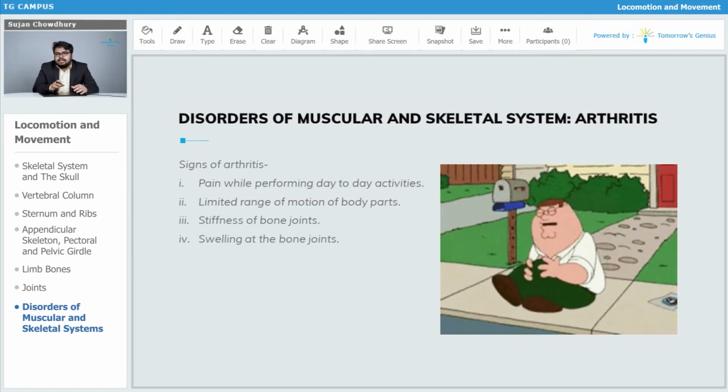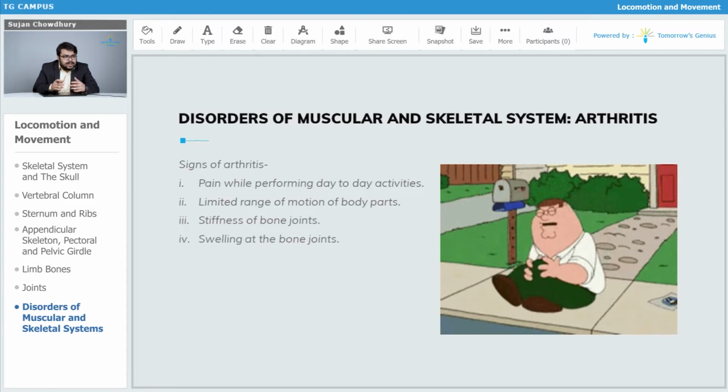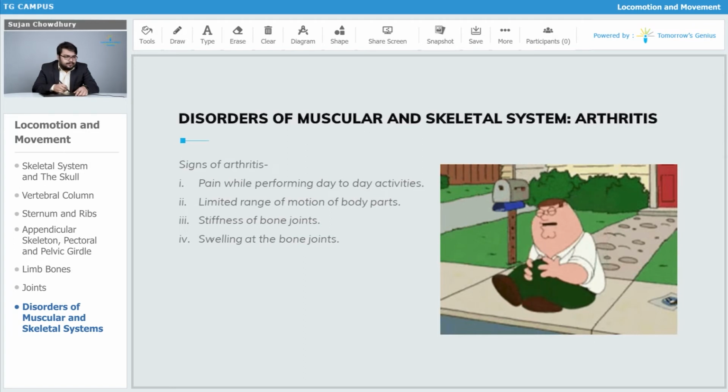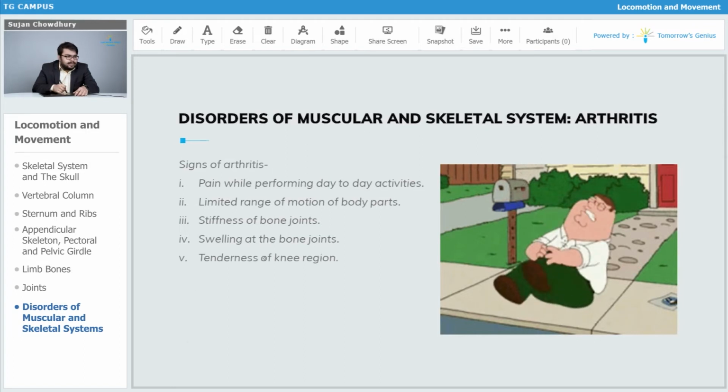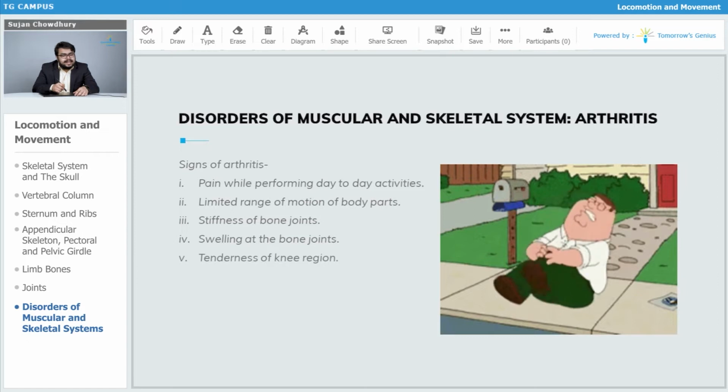Because of this degeneration and breaking of different parts in the bone joints, swelling is also observed, and swelling is often accompanied by inflammation. Tenderness of knee region. The knee region is weak in the patients, and definitely a tender feeling is observed.